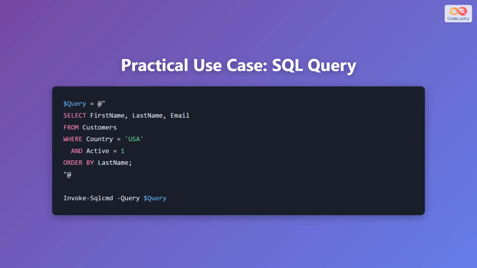Here's a practical example showing how here-strings make SQL queries more readable and maintainable. Instead of cramming your entire SQL query onto one line or using multiple string concatenations, you can write it naturally across multiple lines. The query selects first name, last name, and email from the customers table, filters for customers in the USA who are active, and orders the results by last name. This expandable here-string allows you to include variables if needed, and the formatted query can be passed directly to the Invoke-Sqlcmd cmdlet.